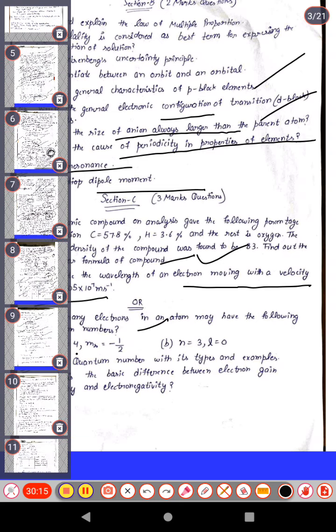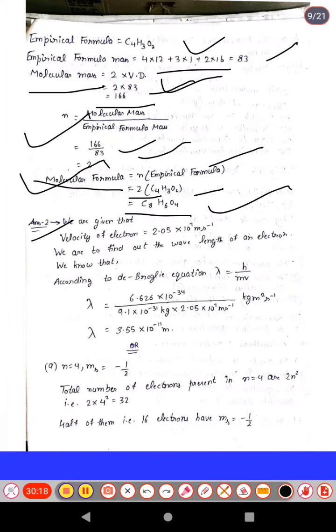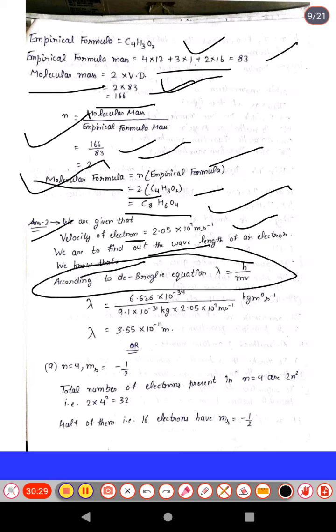So the given statement is the velocity of electron is 2.05 × 10 to the power 7 meter per second, and we have to find out the wavelength of the electron. We know that by using the de Broglie equation, lambda equal to h over mv, and h value, that is the Planck constant value, is 6.626 multiplied by 10 to the power -34, divided by mass of electron, that is 9.1 multiplied by 10 to the power -31 kg, and velocity is 2.05 multiplied by 10 to the power 7 meter per second. So the calculated lambda value, by solving, we get 3.55 × 10 to the power -15 meter. That is the correct answer.